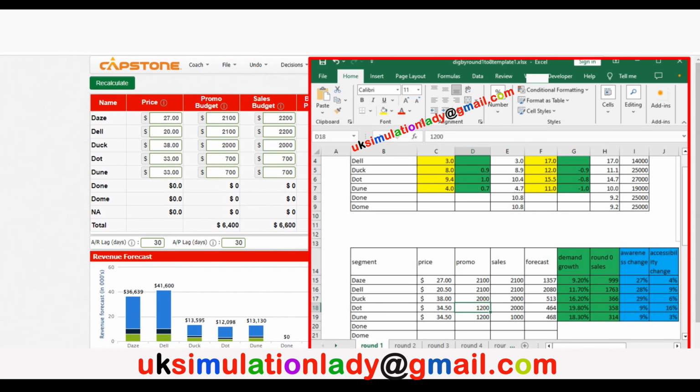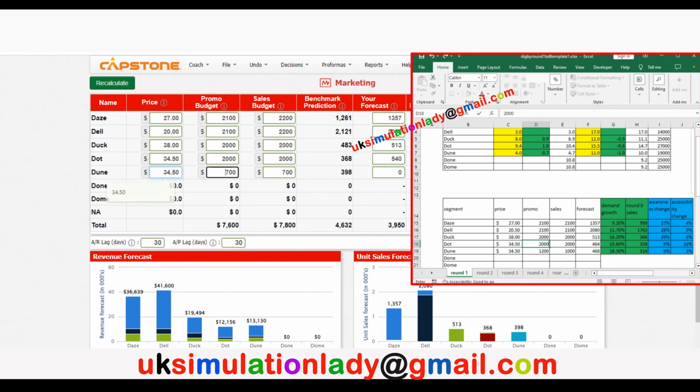For our performance and size segment products, Dot and Dune, we've set the price at $34.50 per unit for both. We've also allocated $2,000 each for promo and sales budgets. Our CapSim spreadsheet estimates that Dot will sell 540 units and Dune will sell 550 units. These estimates are based on the specific market dynamics for each segment, which are modeled into the CapSim Excel forecasting template. With that, we've completed our marketing decisions for CapSim Round 1.